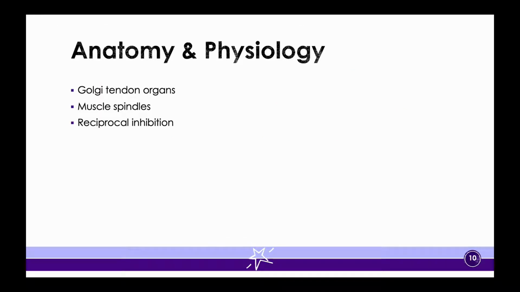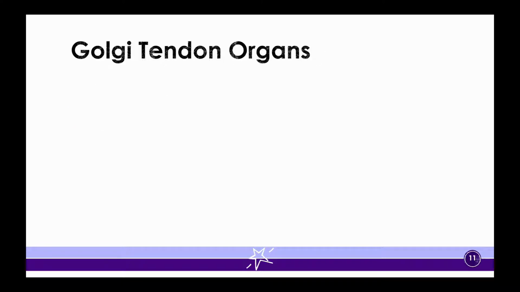So let's talk. We're going to talk about stretching and how this all works physiologically within the body. We're not going to talk necessarily about how to stretch. We tend to cover that in the strength training, conditioning, instruction class a little bit, but we are going to talk about the anatomy and physiology of our stretching, looking at Golgi tendon organs and muscle spindles. And we're going to talk about autogenic inhibition and reciprocal inhibition.